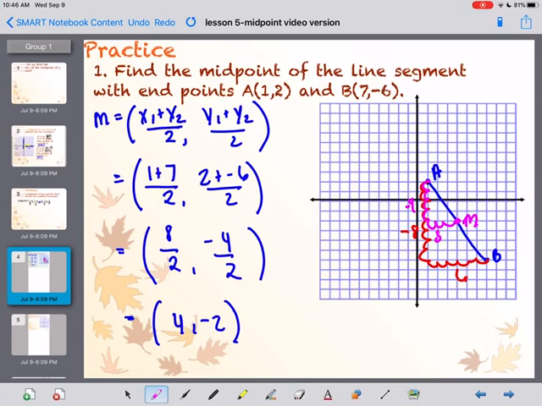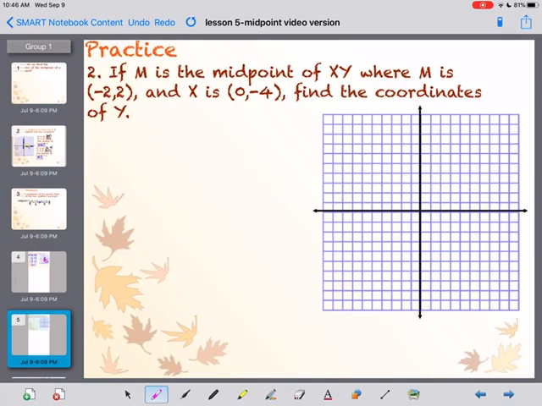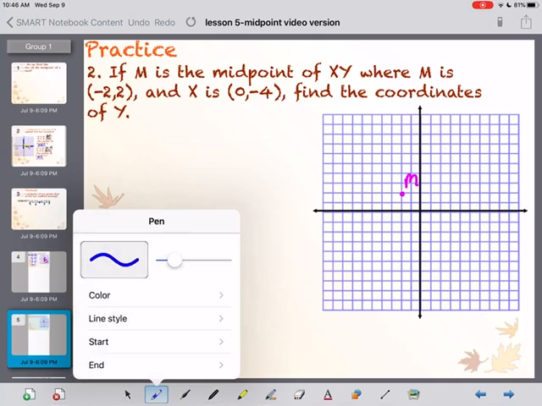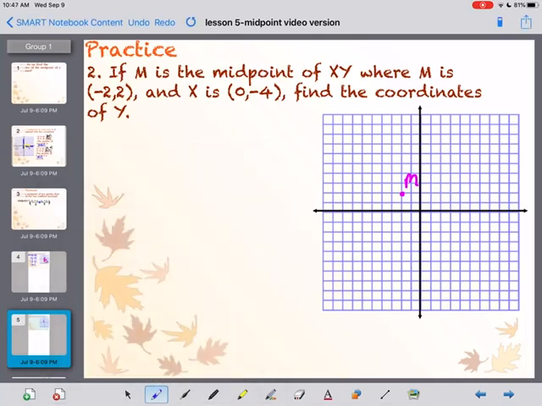You'll see that that method is easier, especially when you're already given the midpoint and you need to find an endpoint, like this example in number 2. So they already gave us the midpoint, which is -2, 2. And they gave us one of the endpoints, 0, -4. And they want us to find the other endpoint.